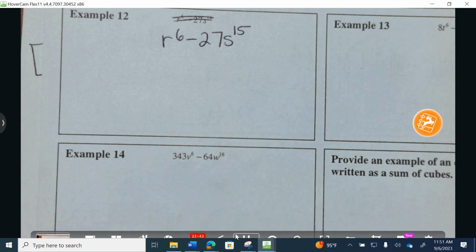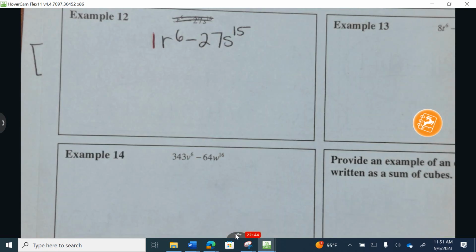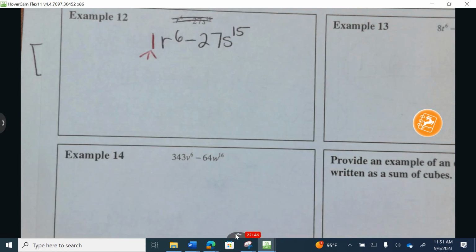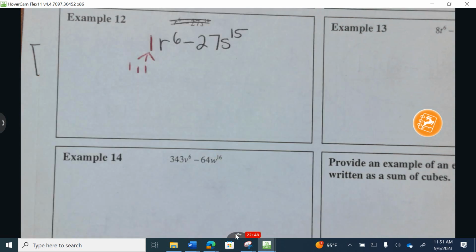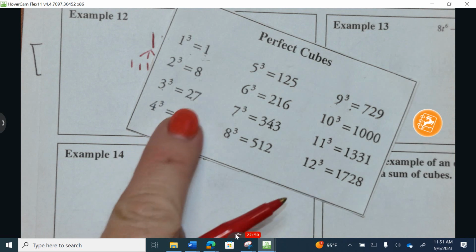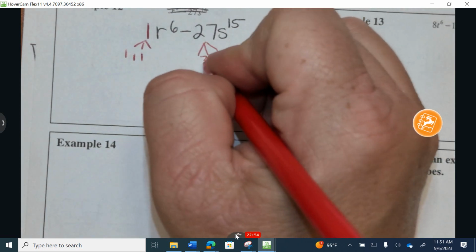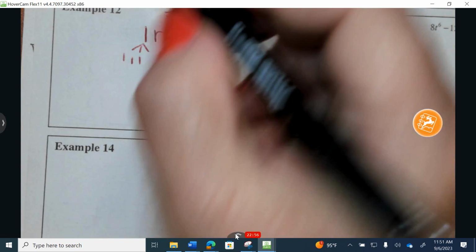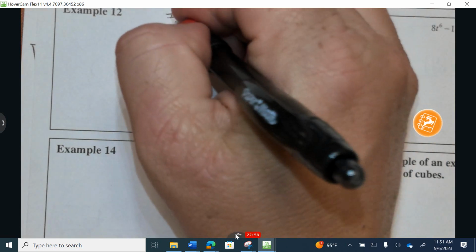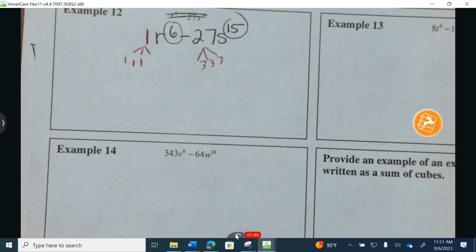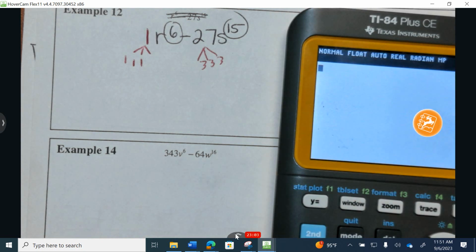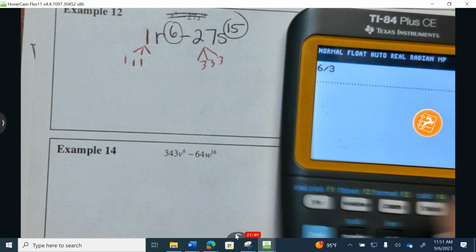So again, sum or difference of cubes. When you don't see a number up front, it's a 1. Now, 1 is a perfect cube. 1 breaks into 1, 1 and 1. 27 is a perfect cube. 27 breaks into 3, 3 and 3. In order for us to keep going, the exponents on the variables have to be divisible by 3. That means when you divide them by 3, you get a nice whole number. 6 divided by 3 gives you 2.